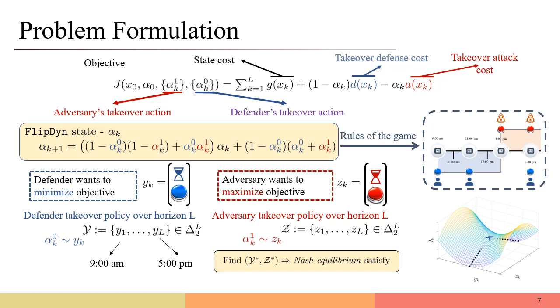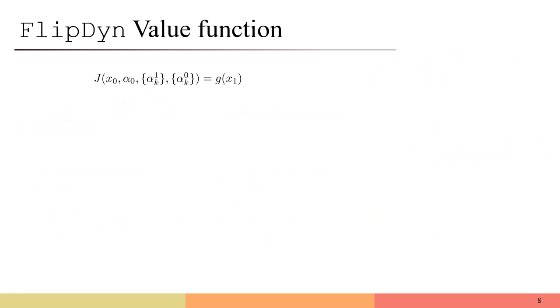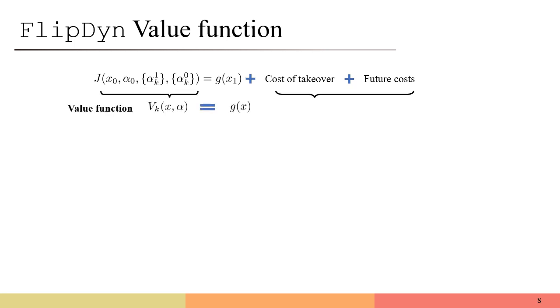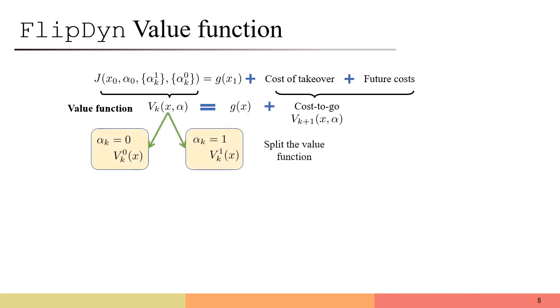A Nash equilibrium can be visualized as finding a saddle point such that neither player has any incentive to deviate from this point. The objective function can be written as a sum of the state, the current takeover cost, and any future cost. The objective function at any given state is known as the value function, indicating how much value one holds at any given state. Such a value function can be written recursively as state cost and cost to go. Since the value function is dependent on the FlipDyn state, we split it into 2 parts, that is V0 and V1 for alpha equal to 0 and alpha equal to 1 respectively.